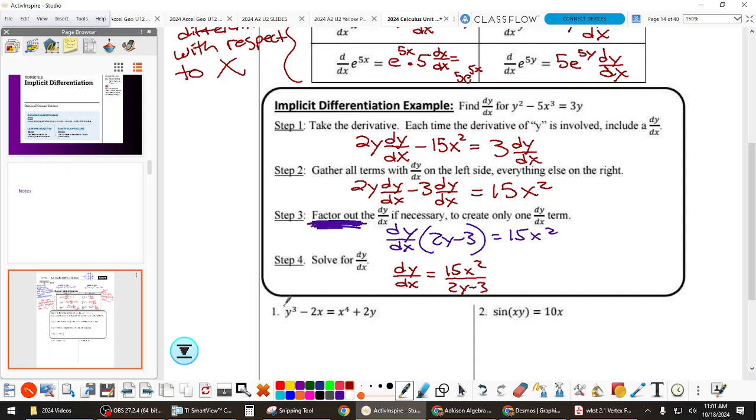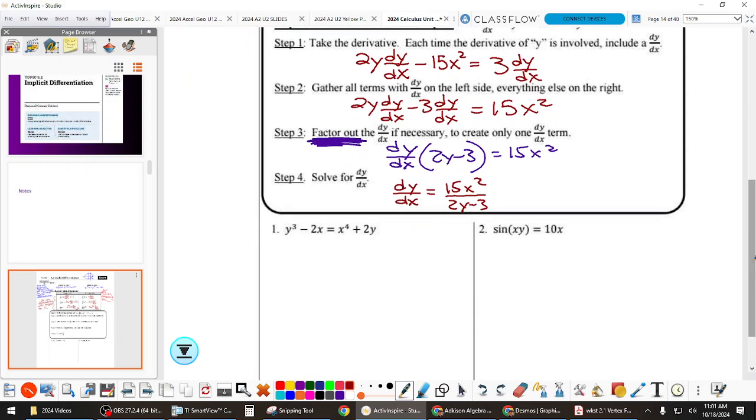Okay, let's talk about what that means. Just since it's been a little while, what does a derivative mean in general? It's instantaneous rate of change. Yes, instantaneous rate of change. So the slope of the tangent line.